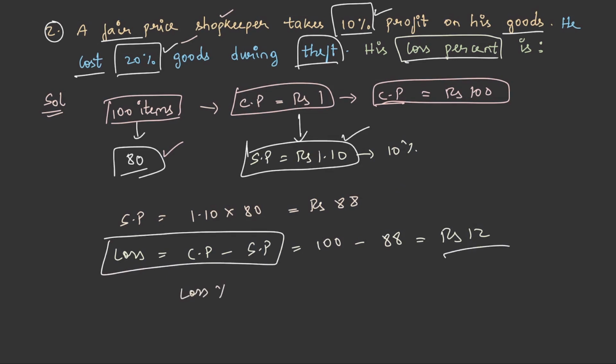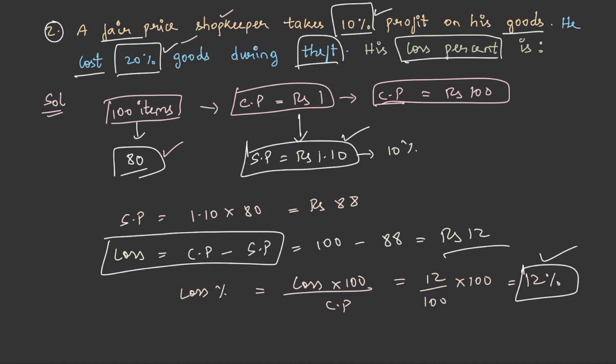Now loss percentage is equal to loss into 100 by cost price. On substituting it, 12 by 100 into 100, which is equal to 12%. So the loss percentage is 12%.